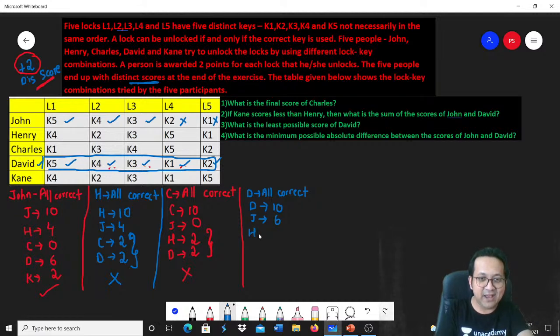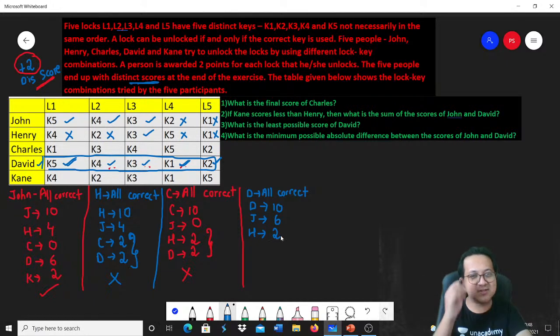Next, Henry. Continue the process. Remember the correct key is K5. Henry is using K4. Incorrect. The correct key is K4. Henry is using K2. Incorrect. The correct key is K3. Henry also uses K3. This is correct. Next, the correct key is K1. Henry uses K5. Wrong. The correct key is K2. Henry uses K1. Wrong. 1 correct. Per correct 2 marks, so Henry gets 2 points.